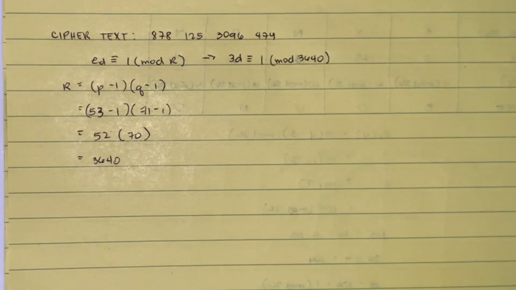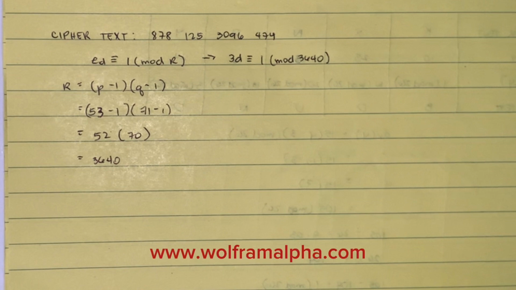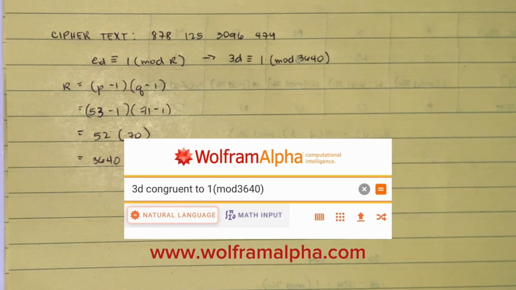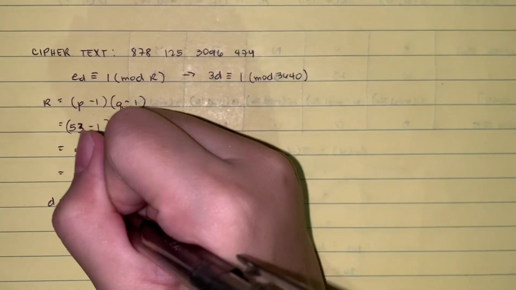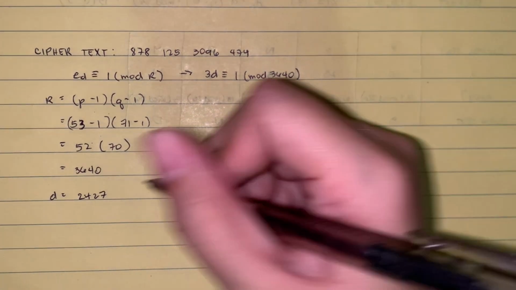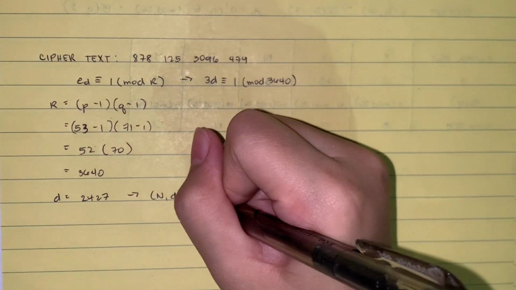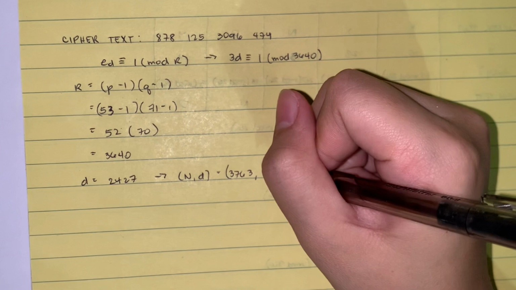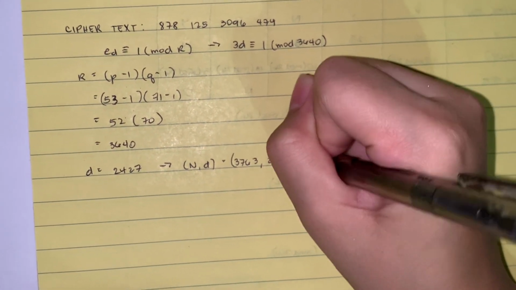To solve for this, again, we go to the website www.wolframalpha.com and type in 3D congruent to 1 modulo 3,640, where we will get 2,427, which will then be our D. So now we have our private key of N and D, N being 3,763 and D being 2,427.